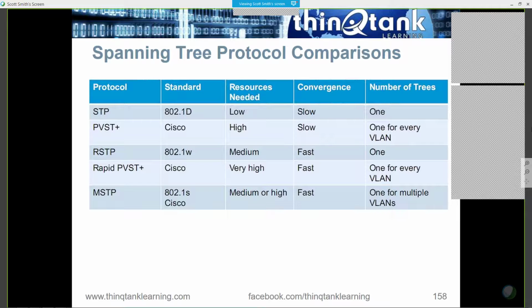Now, why does it say that convergence is slow? Well, essentially, PVST plus is 802.1D. It uses the same deterministic timers as 802.1D. The only difference between 802.1D and PVST is the ability to run spanning tree per VLAN.